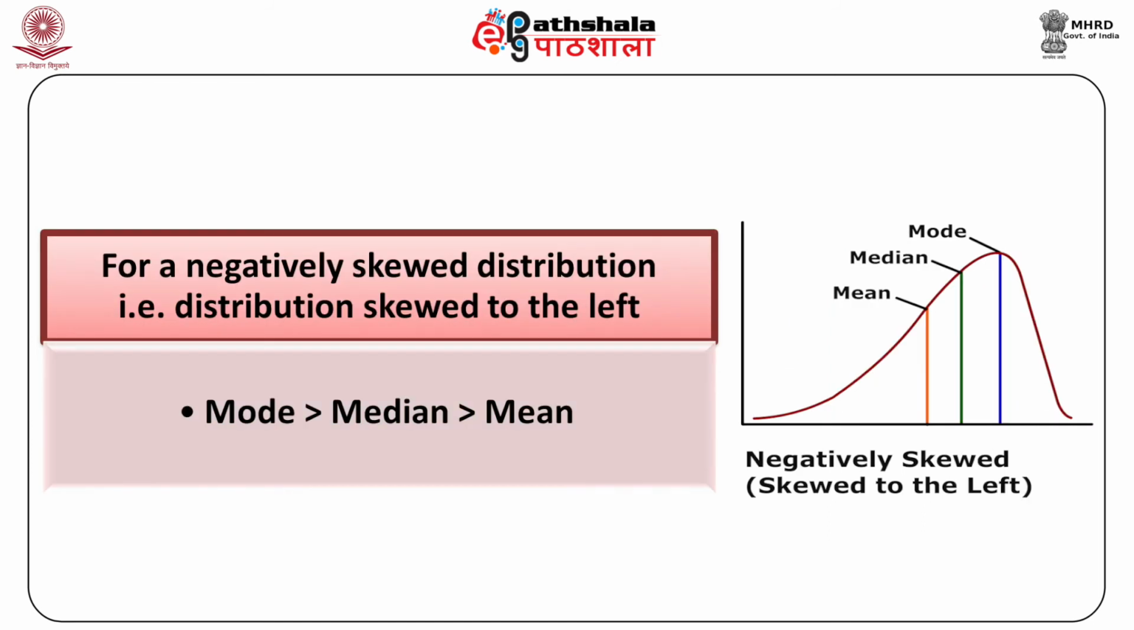For a negatively skewed distribution, that is, a distribution skewed to the left, as shown, the relationship is: mode greater than median greater than mean.